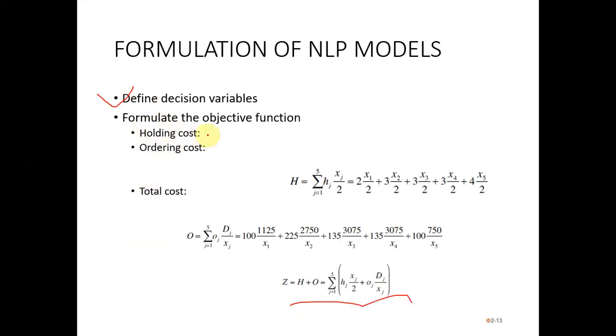So it is holding cost plus ordering cost, correct? Holding cost is the holding cost of that particular product times x1, x2, x3, x4, x5. And ordering cost, you can find from here, is the ordering cost of that particular product times its demand for a period, that is 1 week, divided by the inventory of that product per week. So total inventory operating cost is holding plus ordering. The equation comes like this: summation j equals 1 to 5 of hj times xj divided by 2 plus oj times dj divided by xj.